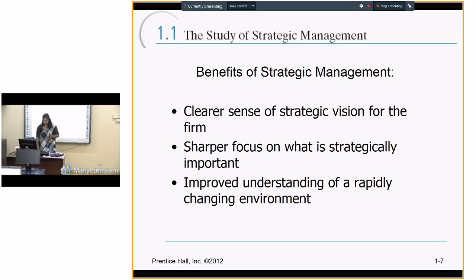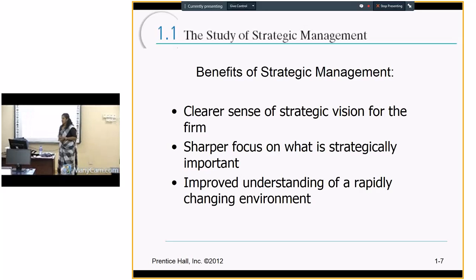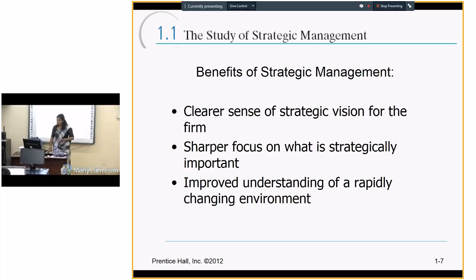Yes, what might be the benefits of this strategic management from the organizational perspective? When it comes to the benefits, managers are always aware of our vision. Where do we want to go? They have a clearer sense and perspective about the strategic vision. Where does the company want to go? In 2016 we are here, in 2020 where do we want to go? Therefore there is a clear sense of strategic vision for the organization.